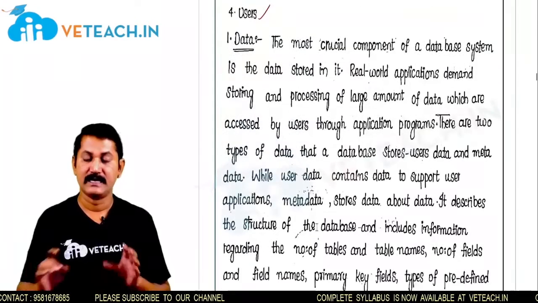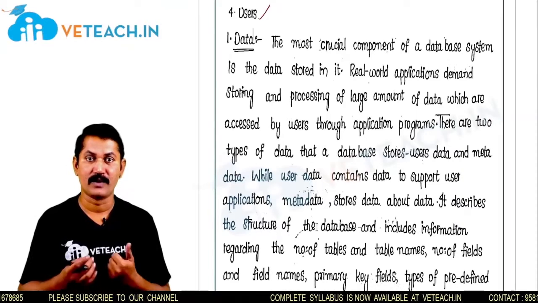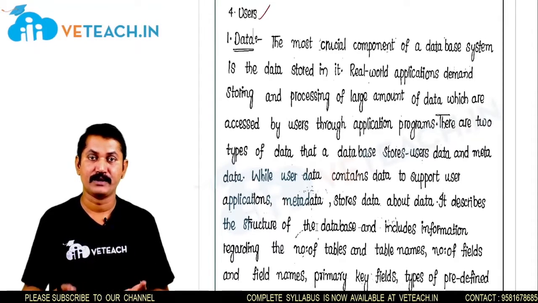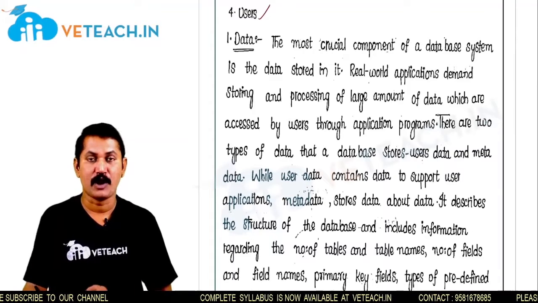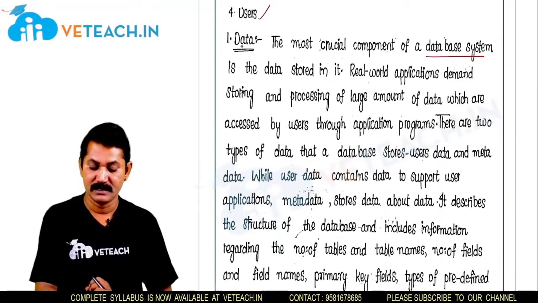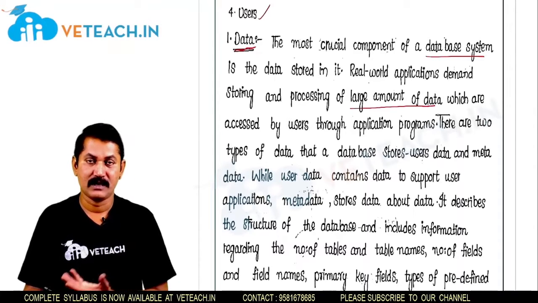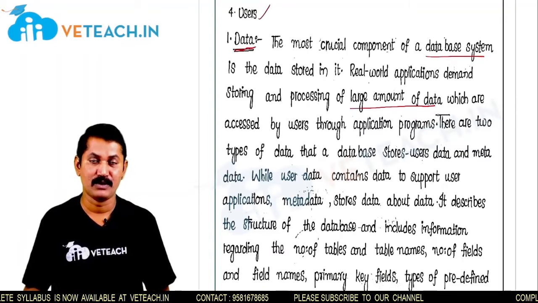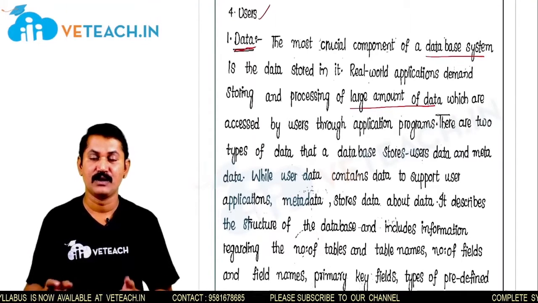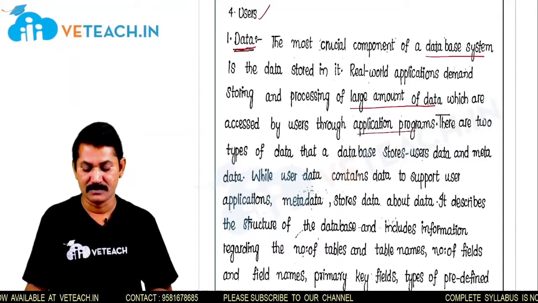Here you can see the data is the most important one, that is what we are studying about, what we are going to store, and what we are going to access in the future implementation. The most crucial component of the database system is the data, and which is stored in it. While coming to the real world applications, the storage of data is in a large amount and processing of the data is in a huge way, which are accessed by the users through the application programs.